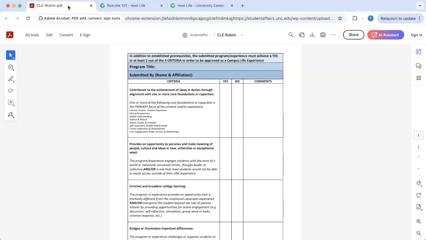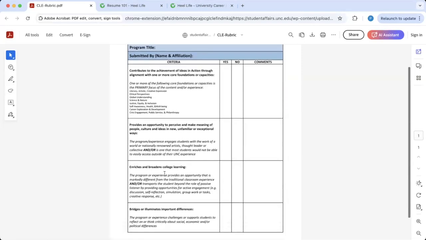And finally, the event must meet 2 out of the 4 CLE rubric requirements, which can be seen here. You do not have to fill out this form, but please ensure that your events do meet these requirements. The 4 categories here are: 1, it could contribute to the achievement of the Ideas in Action curriculum through alignment with one or more core foundations or capacities. It could provide an opportunity to perceive and make meaning of people, culture, and ideas in new, unfamiliar, or exceptional ways. It could enrich and broaden college learning, or it could bridge or illuminate important differences.